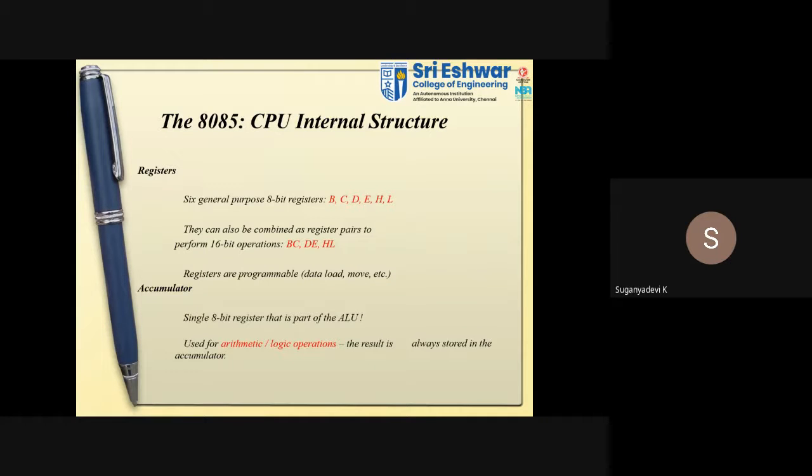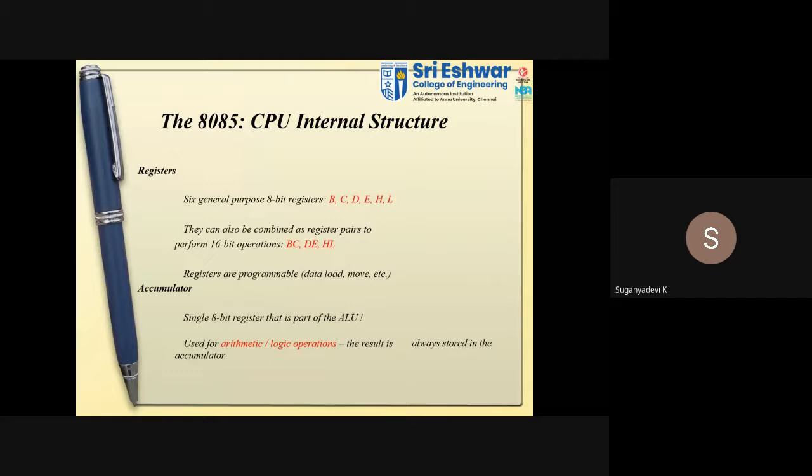And next, the internal structure: registers and accumulator. What are all the registers available in the architecture? As we have seen, B, C, D, E, H, L are all general purpose registers. Each carries 8 bits, and they can also be combined for 16-bit operations. If I have 16-bit data to process in 8085, I can combine registers B-C, D-E, H-L like that. That provision is also available in 8085.